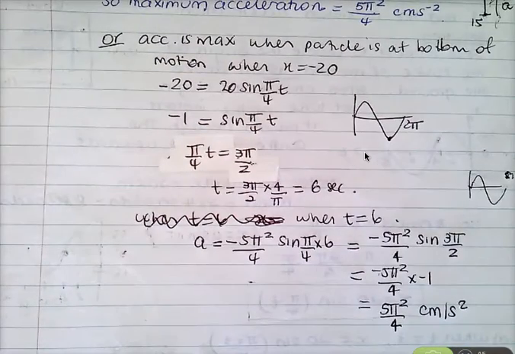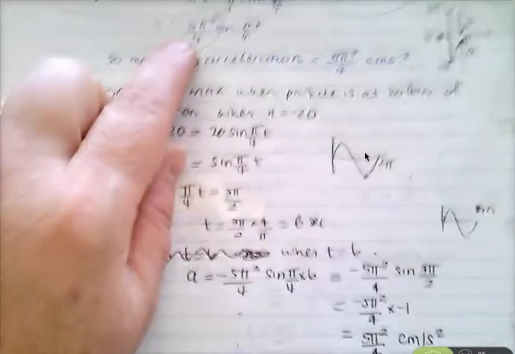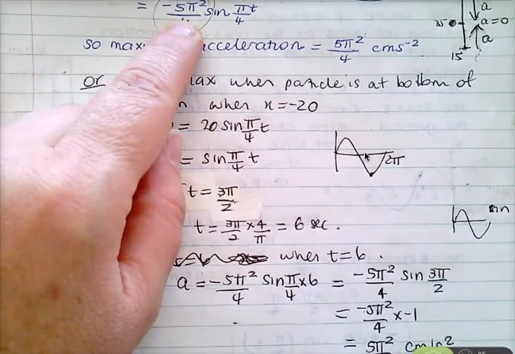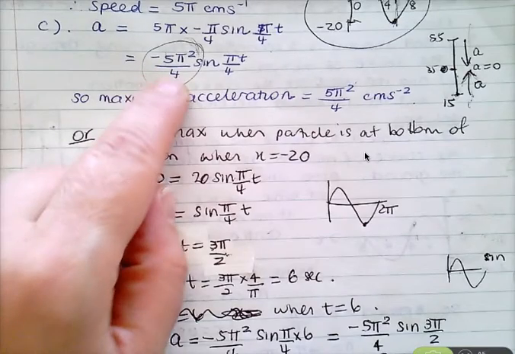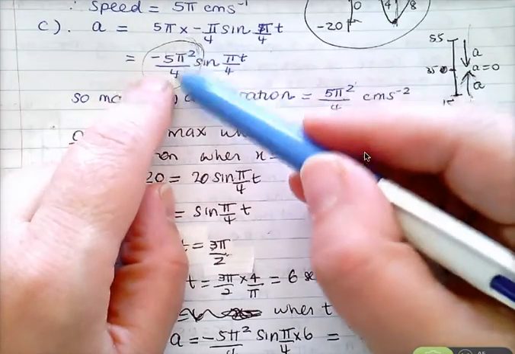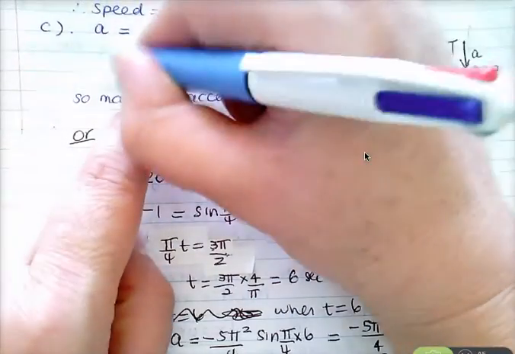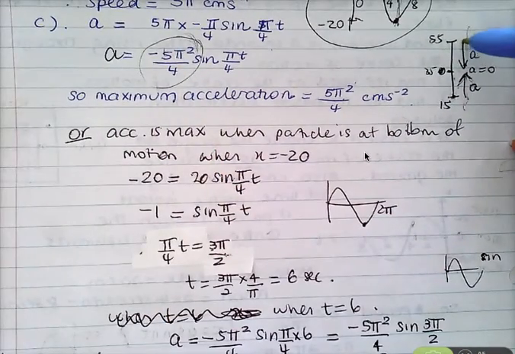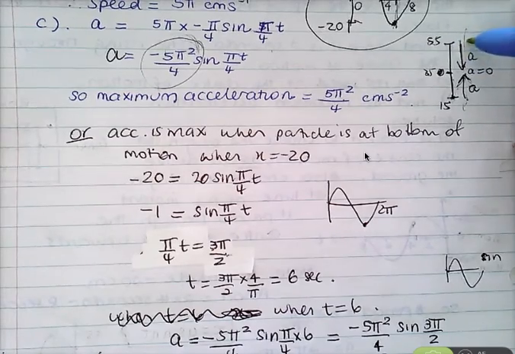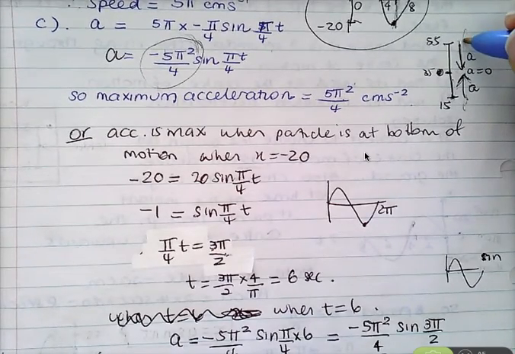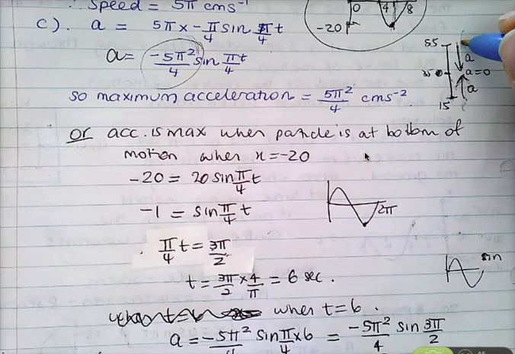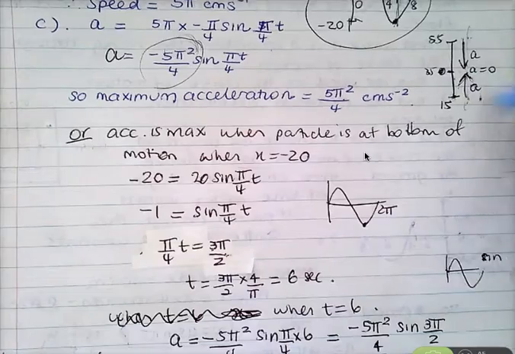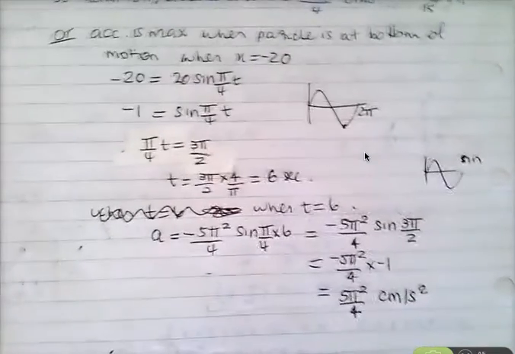Now, we got that answer up here, which is so much easier. Knowing that the maximum acceleration will be the same as the amplitude of the acceleration curve is a much easier way to do it. The negative will be when it's acting in the negative direction. So the negative 5 pi squared on 4 occurs up here, and the 5 pi squared on 4 acceleration going upwards occurs down there. Okay? So that's the end of that question.